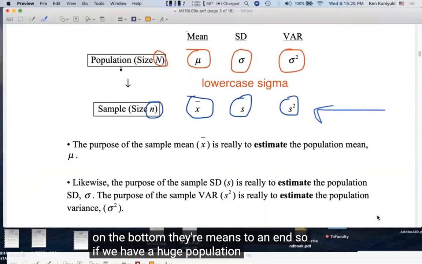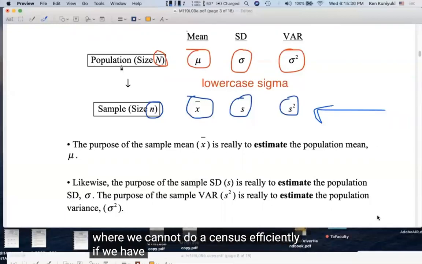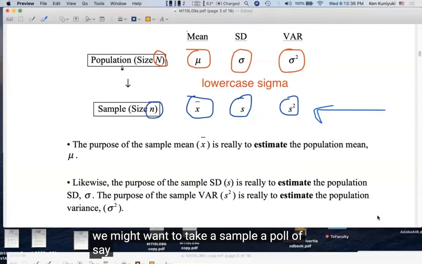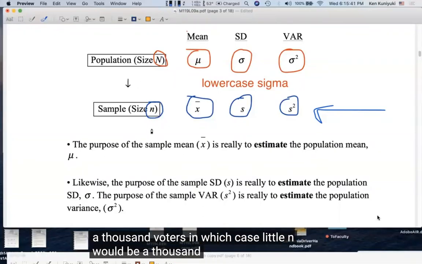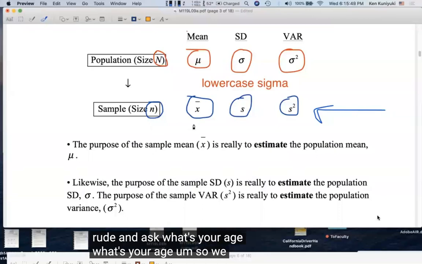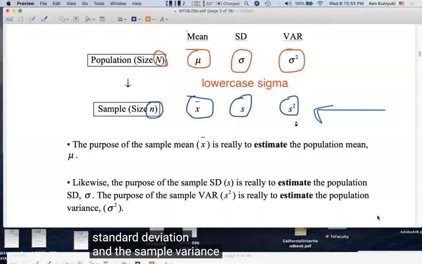So if we have a huge population where we cannot do a census efficiently, if we have 100 million registered voters in Fredonia, we might want to take a sample, a poll of, say, 1,000 voters, in which case little n would be 1,000. And in that poll, well, we might be rude and ask, what's your age? So we could find the sample mean, the sample standard deviation and the sample variance.